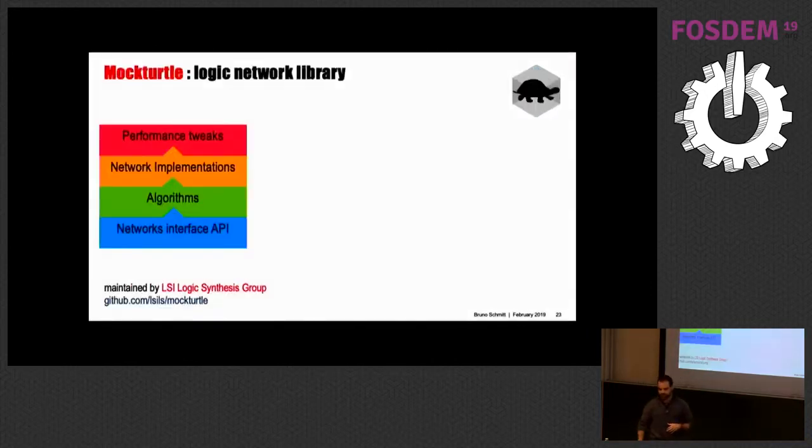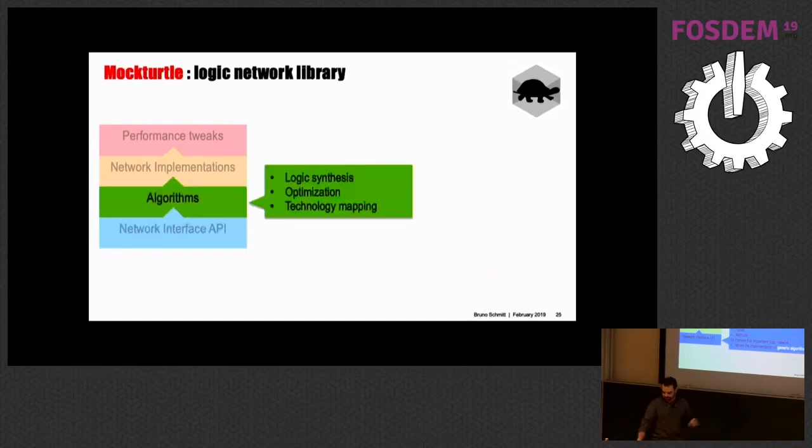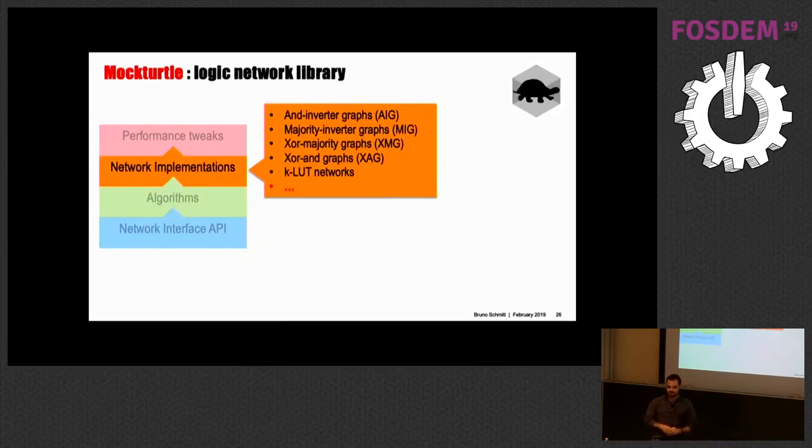So let's talk a little bit about the mockturtle library, which is based on this philosophy of 4 layers. You have a network interface API that defines some naming conventions and methods for classes that implement the network structures, and that allows us to implement the algorithms in a more generic way. This will be understood in a few slides. We have the algorithms themselves that use the API, algorithms for logic synthesis, optimization, and technology mapping, and then we have a bunch of network implementations.